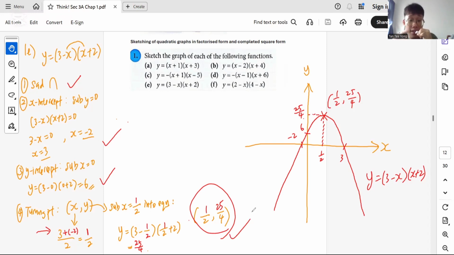Just take note, I got some calculation error over there in terms of the turning point. So just refer to the edit in red. Yes, this is it for question 1B and 1E.